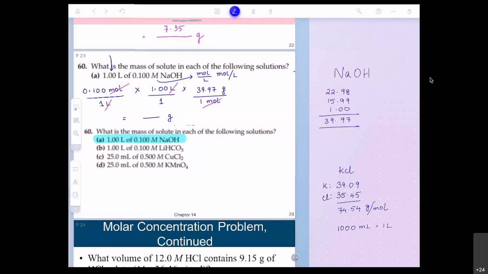So you want to go to 3 significant digits, right? 3 point, yeah, 4.00, because you're getting 3.997 grams. So you want to go to 3 significant digits. That'll be 4.00 grams. So that'll be your answer.